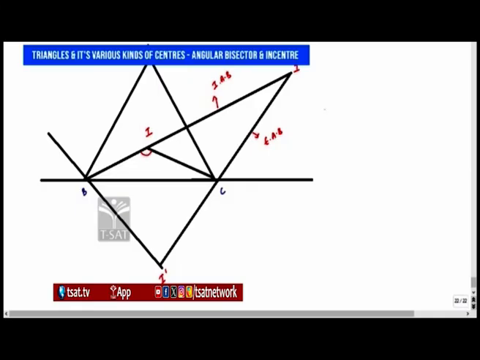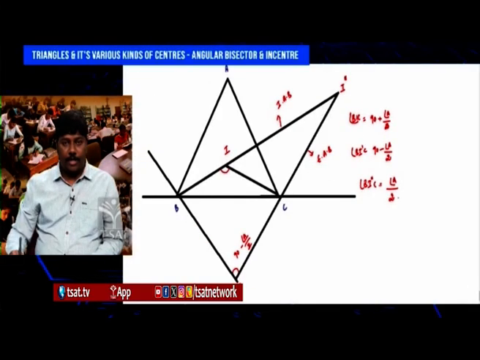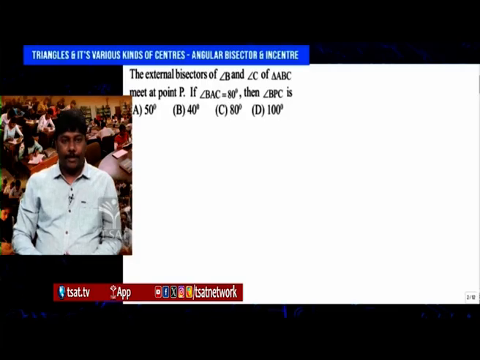We know angle BIC is 90 plus angle A by 2. BI dash C is 90 minus angle A by 2. BI double dash C is simply angle A by 2. So these three are very important when it comes to angular bisectors. Now we will look at some problems based on angular bisectors. Let us look at the first problem.